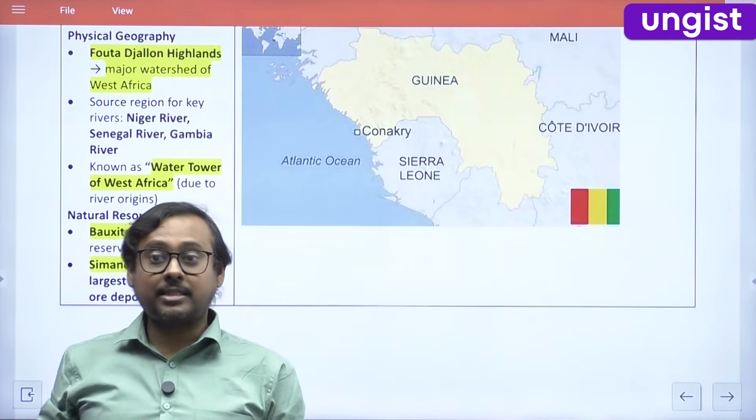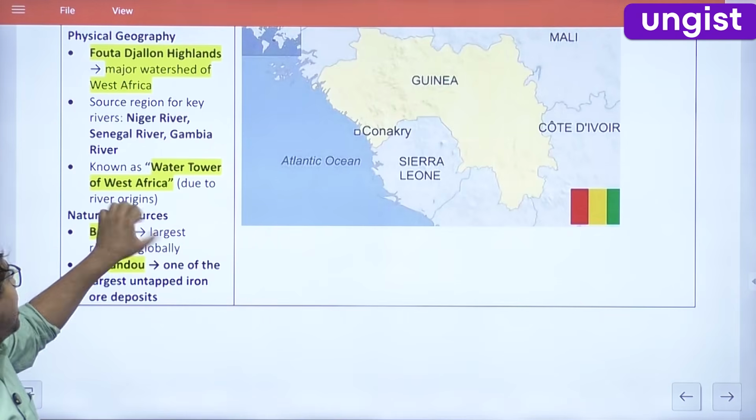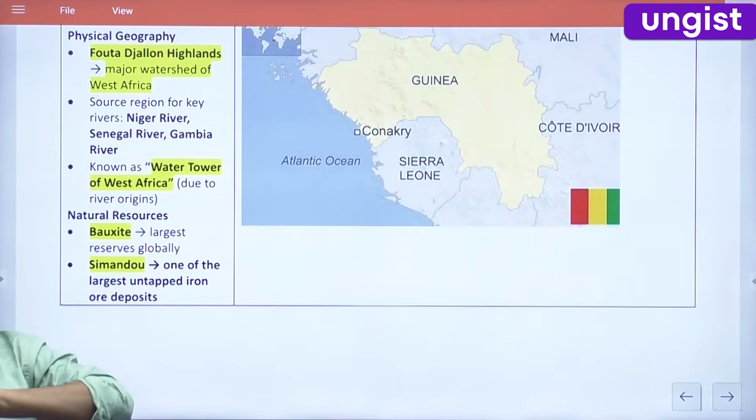Niger, Gambia, and Senegal, right? So they originate from which highlands? Fouta Jalon Highlands. It's in Guinea, and it is called the Water Tower of West Africa.